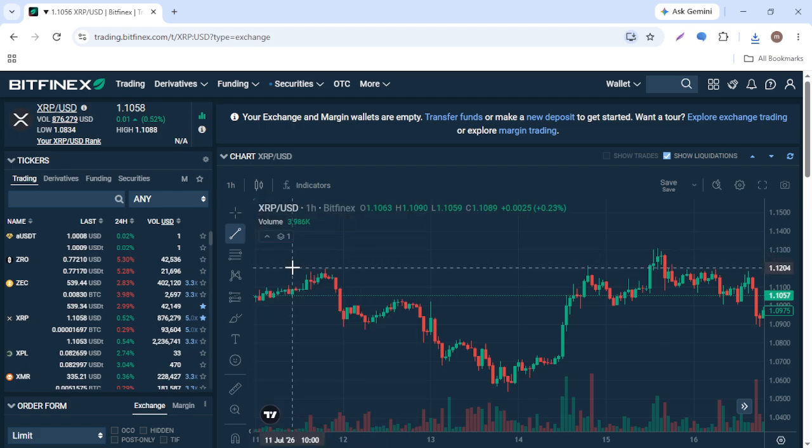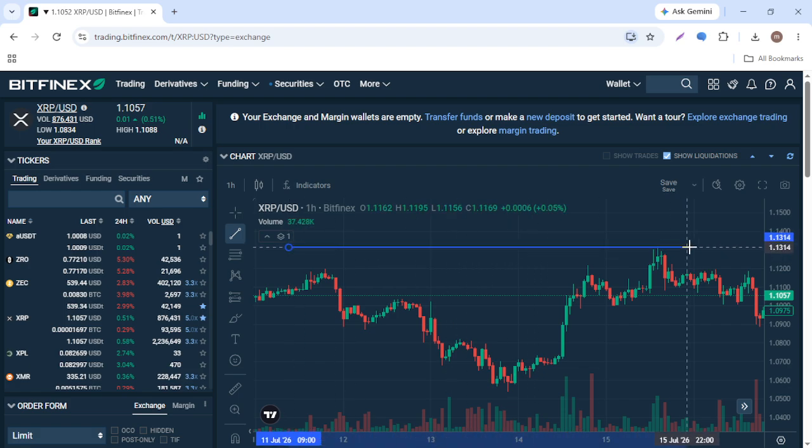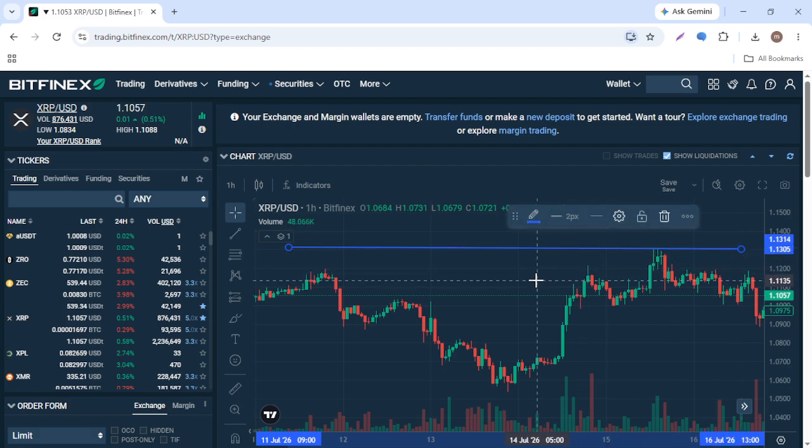To draw a trend line, click once at the point where you want the line to begin. This is often placed on a significant swing low when drawing an upward trend line, or on a major swing high when drawing a downward trend line. Next, move your cursor to the second point where you want the trend line to end. Then click again to place it. The line will automatically appear, connecting the two selected points across the chart.